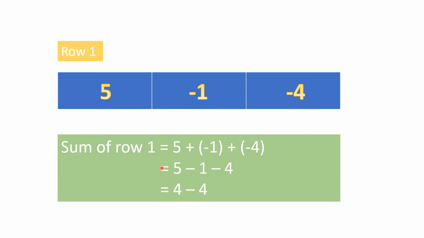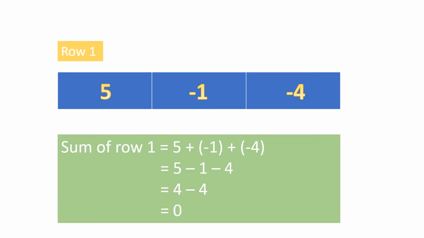As we can see, 5 minus 1 becomes 4, and 4 repeats itself. Now we have only 2 numbers, so we can solve it. 4 minus 4 becomes 0. Now we have the sum of row 1. Likewise, we are going to find the sum of row 2 and row 3 as well.